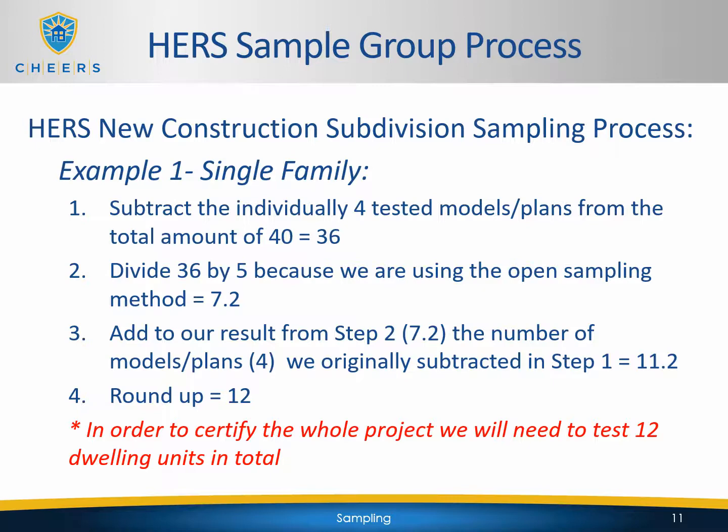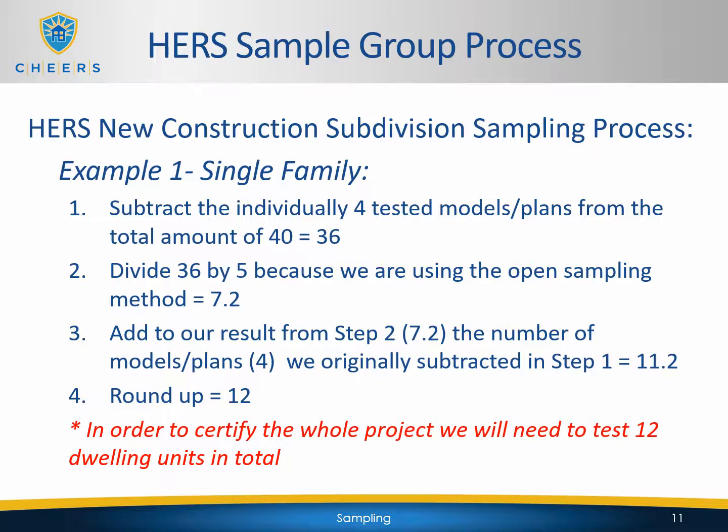So first step, subtract the individually tested 4 model and plans from the total amount of 40. So 40 minus 4 equals 36, because you're going to be testing those 4 models individually. Now you're going to be dividing the remaining 36 by 5 because we're using the open sampling method. So because of that, you can only sample up to 4 homes, making it a group of 5. You're going to divide the 36 by groups of 5 because that's the sampling method that you want to use. So 36 divided by 5 equals 7.2.